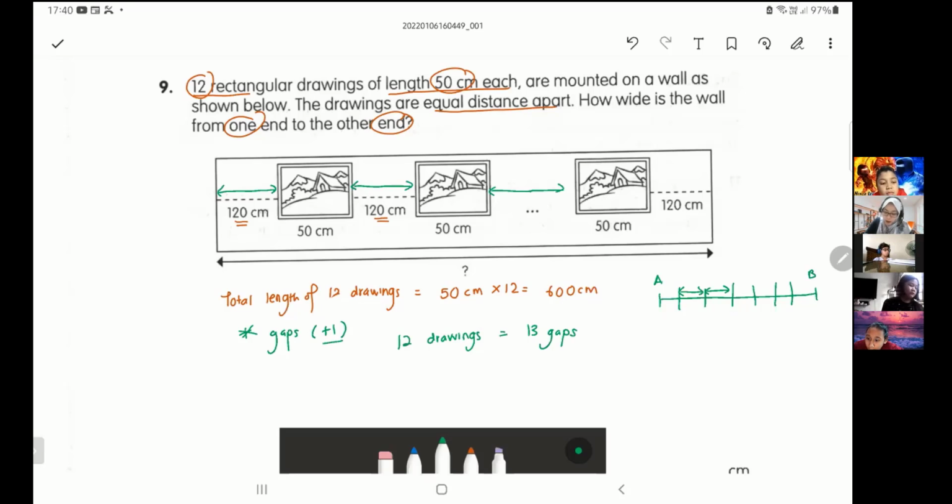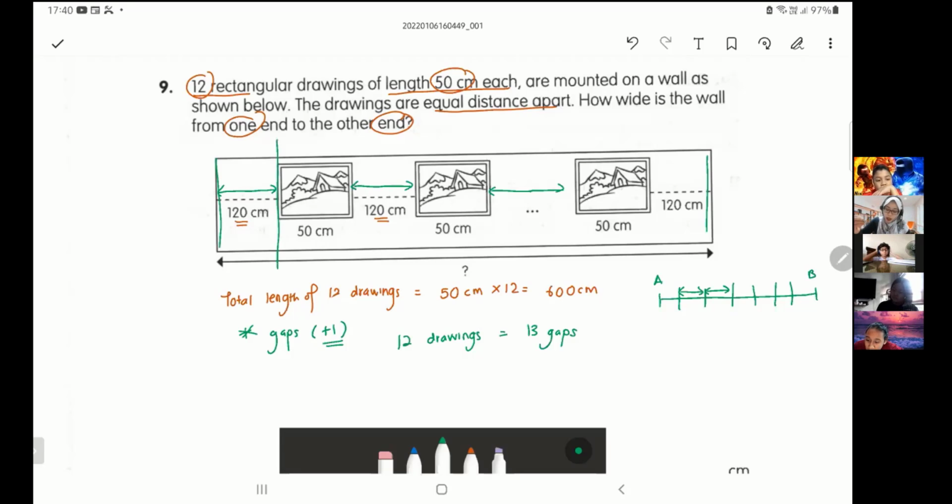Why? Because I plus 1. Understand? It's always like that. If I have 12 lampposts, how many gaps? 13 gaps. If I have 20 lampposts, how many gaps? 21 gaps. Understand? It's always like that. Because if you look at this one, it is mounted from the end to the end, so the gap starts at the end already, at the start to the end.